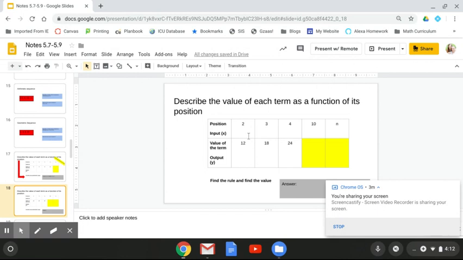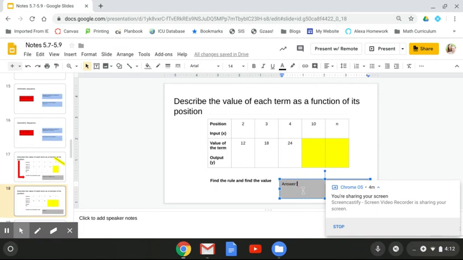On slide 18, again, always look for the rule first, and then try to write it out in a fancy way. So 2 to 12, 3 to 18, 4 to 24. If you know your math facts very well, you know that you're multiplying by 6 each time. So I put multiply the input by 6 to get the output. And the way you represent that is 6 times n, because we don't know what that would be.